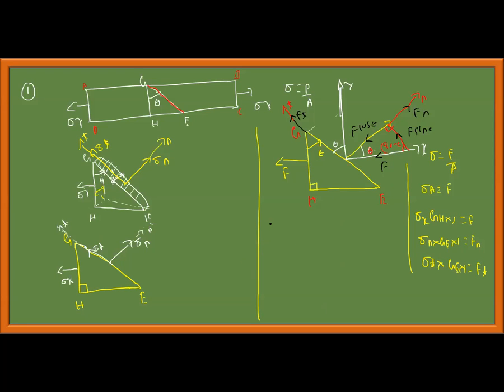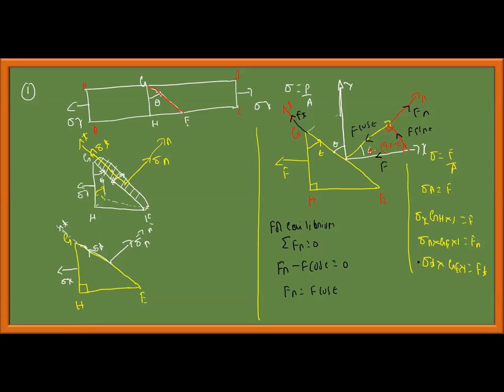For equilibrium, the summation of normal forces should be equal to 0. That I can write as F of n. This is along the normal direction, and along this small n direction it is positive. This is the normal direction, and this is the tangential direction. F of n minus F cos theta is equal to 0, or F of n is equal to F cos theta.